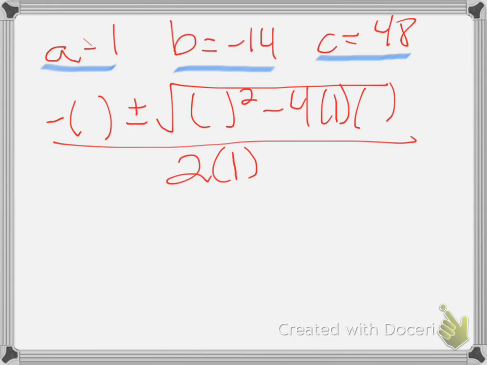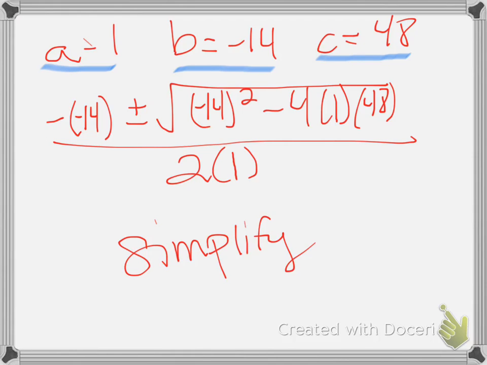Let me plug in a 1 here. For b, I have negative 14, so I need to plug in a negative 14 and a negative 14. And then for c, I have 48, so I need to plug in 48. And that's just to match everything. Now from this, I need to be able to simplify, and I need to make sure that I follow PEMDAS, which is the order of operations.